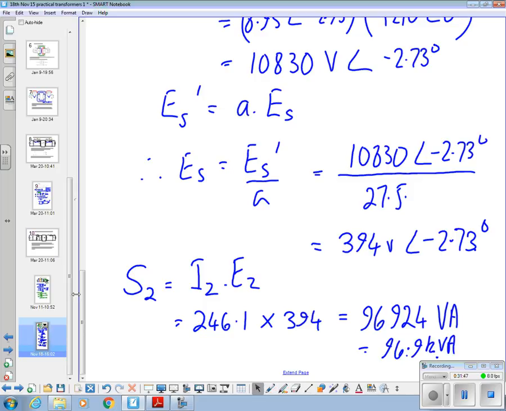Yep. So nominally we connected a load that should have completely loaded up to 100 kVA. This transformer is actually delivering to that load 96.9 kVA.